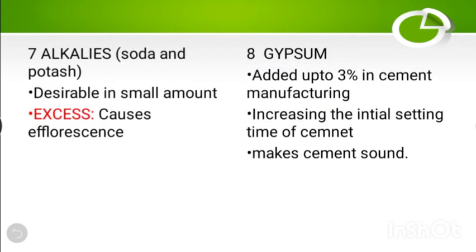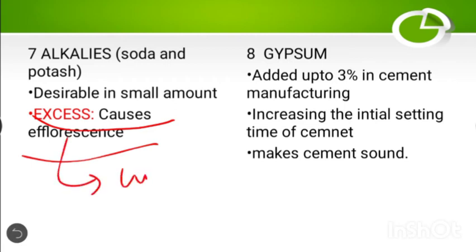Friends, alkalis, as I told you, are used in very small proportion, but they are very helpful. They are generally desirable but in small amounts. If they are used in excess, they cause efflorescence. Efflorescence is the whitish powder that comes over the cement when it sets.